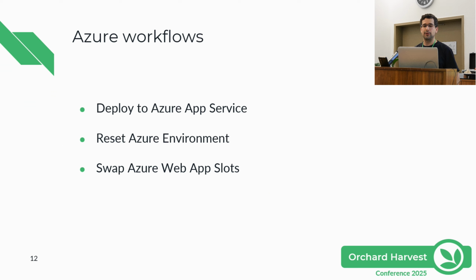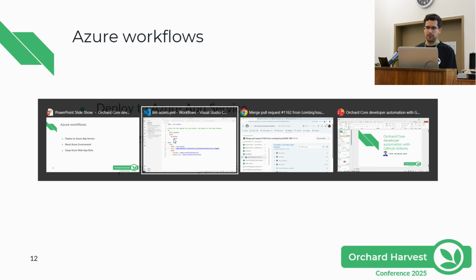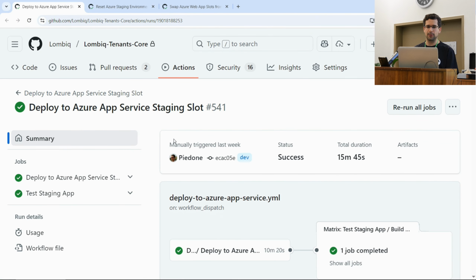app. And finally, swap Azure Web App Slots is where the magic happens. That's when you swap out the staging slot to production, and that's when people will see your new things. And this is how it looks.